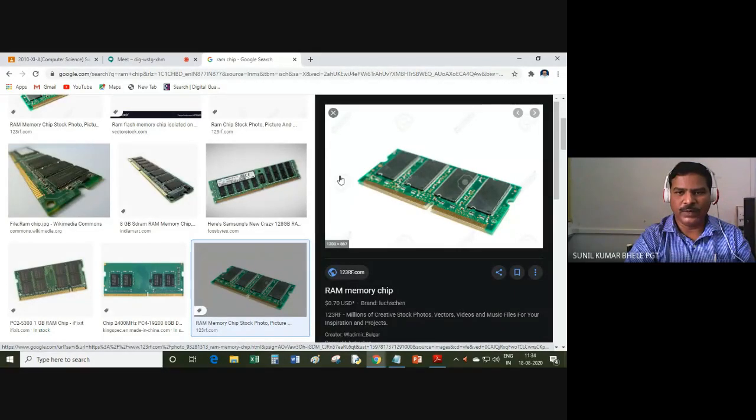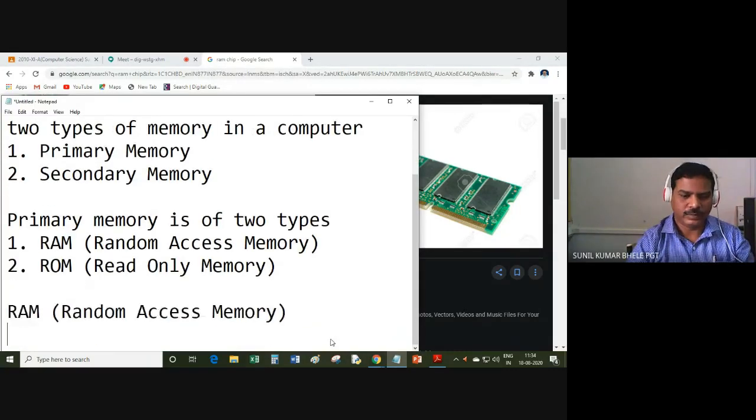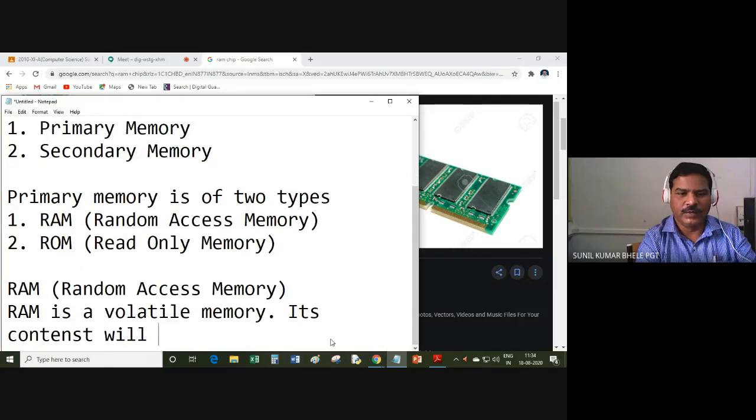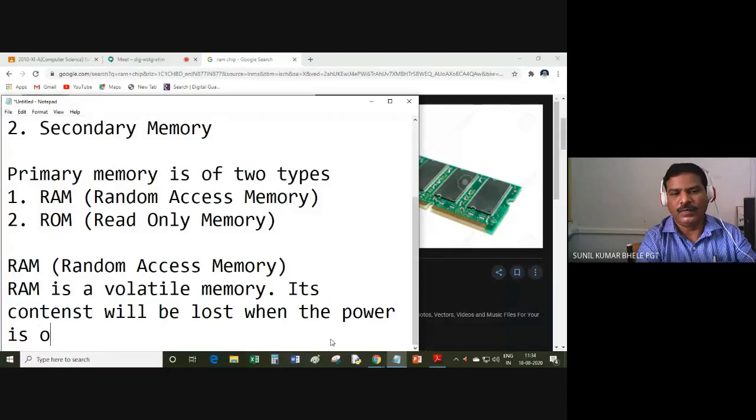If you switch off the computer, or if there is a power failure, or if the power is lost, the contents of this memory will be lost. So you can note down in your notes: RAM is a volatile memory. Contents will be lost when the power is off.